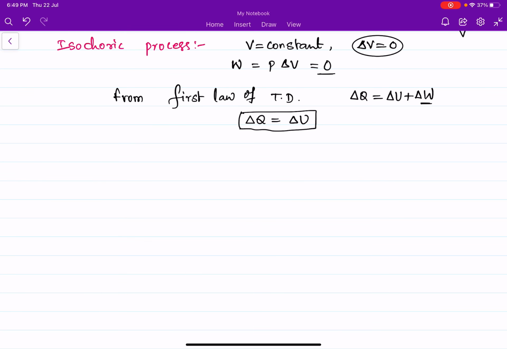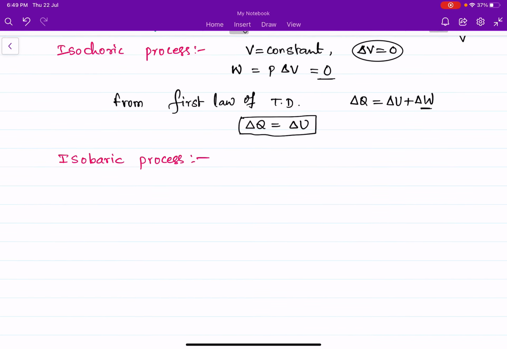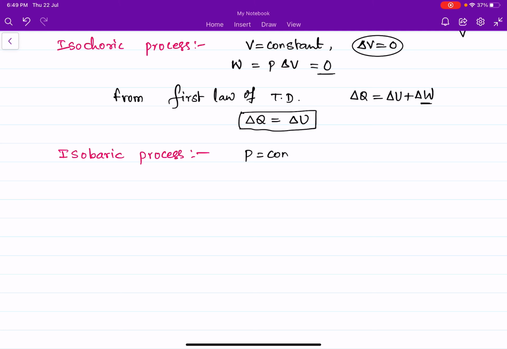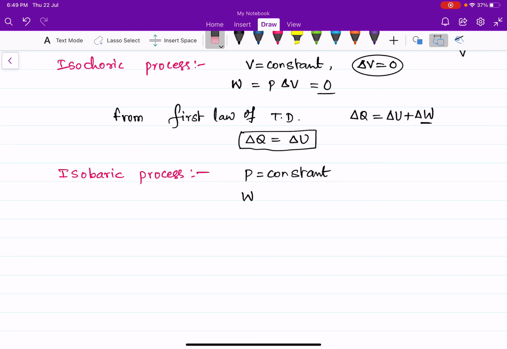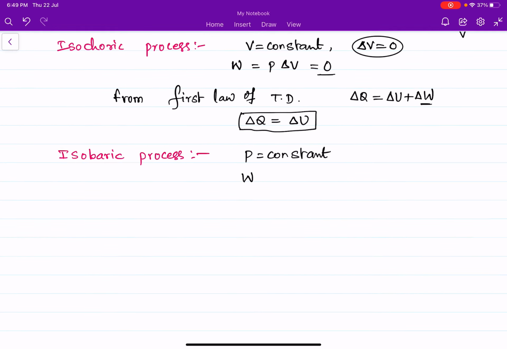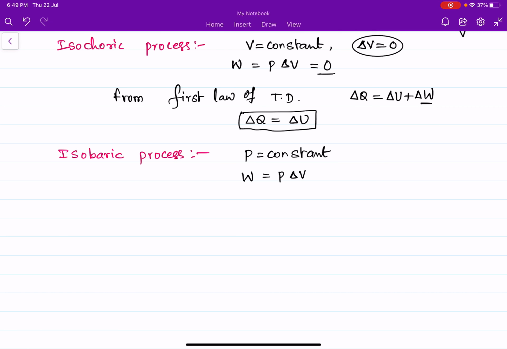Now I am going to discuss about isobaric process. Isobaric process means in which pressure remains constant. In isobaric process, pressure is constant and we know work done is given by work done equal to P delta V, that is P into V2 minus V1. Okay, so in isobaric process, since temperature changes, internal energy also changes.